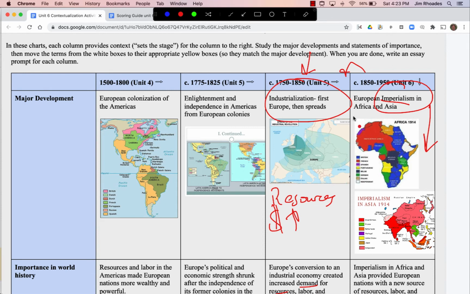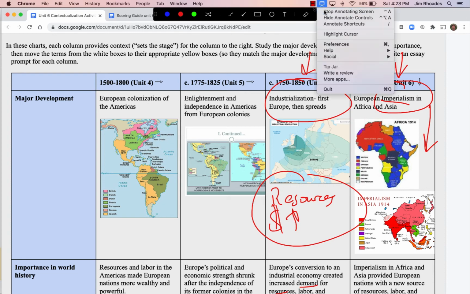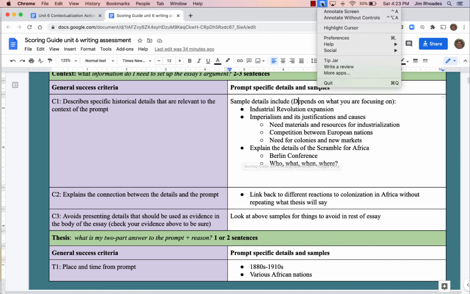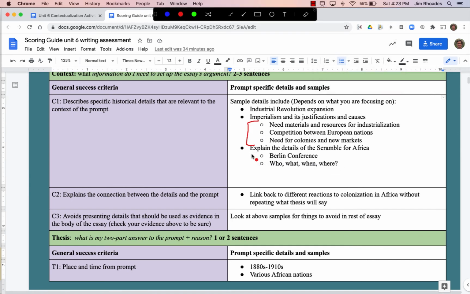Another way to think about it is this process of imperialism might not have happened without this need of Europeans caused by industrialization. So if we come back over here to the scoring guide to see what that could look like, here are some examples listed that I could use. So the fact that they needed new materials and resources because of industrialization. Here's the idea of new colonies and new markets. I could talk about this political element of competition between European nations. And it would be good to end with a few details about the Berlin Conference and the scramble for Africa, since that's what the thesis is about.